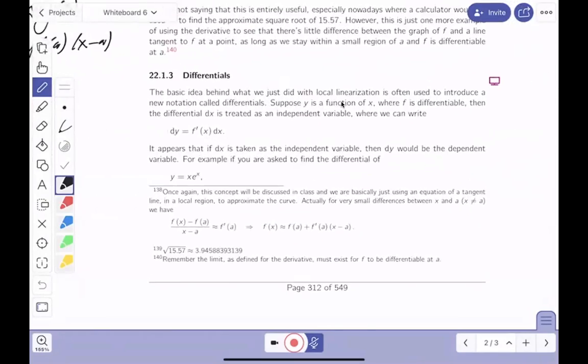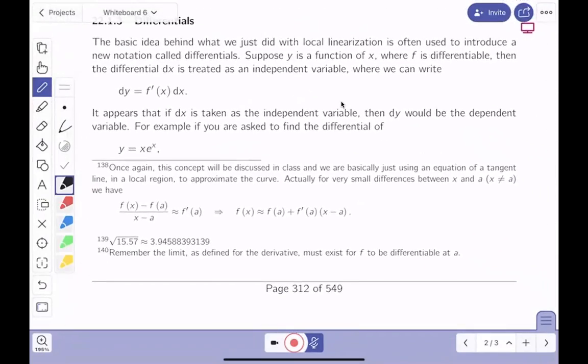And let's take a look. Okay, so the basic idea, what we just did with local linearization is often used to introduce a new notation called differentials. Suppose y is a function of x where f is differentiable, then the differential dx is treated as an independent variable where we can write, well, you know what?